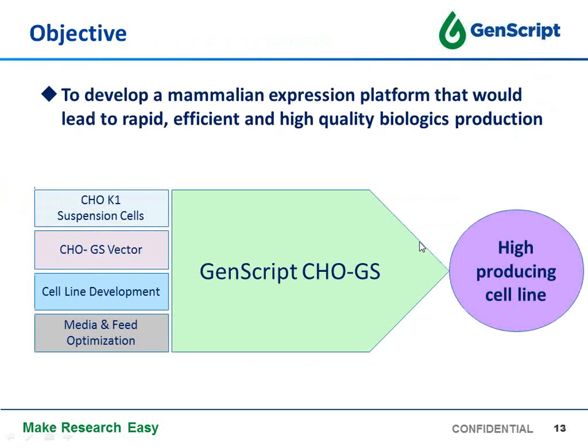So as you already know, achieving high antibody production is a combination of many factors, as I mentioned before, including the cell line, expression vectors, screening, feeding strategy, and the overall process development. At GenScript, our objective is to develop a mammalian expression platform combining all these factors that would lead to a rapid, efficient, and high producing cell line.